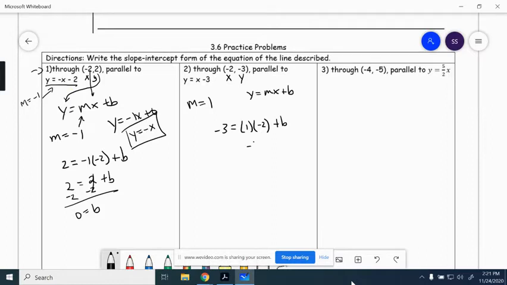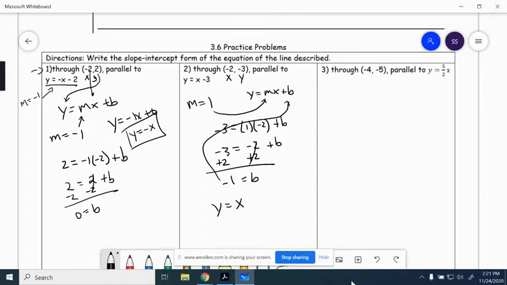1 times -2 is -2. I want to isolate b, so I need to get rid of this -2. I'm going to do so by adding 2. Do it to one side, got to do it to the other side, and I'm left with b is equal to -1. All right, final answer here, guys, is just to put these values into our equation. Okay, here we go. So y is equal to 1x. So I'm just going to write x minus 1, and that's it.